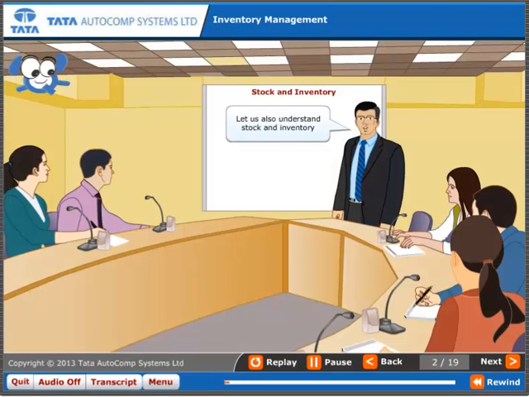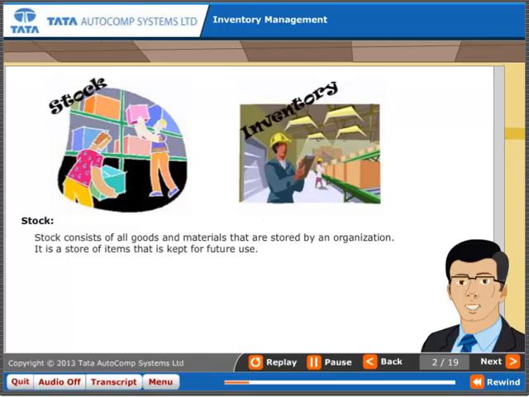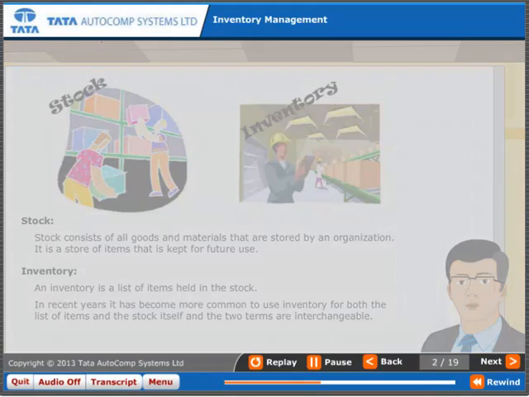Now, let us also understand stock and inventory. Stock. Stock consists of all goods and materials that are stored by an organization. It is a store of items that is kept for future use. Inventory. An inventory is a list of items held in the stock. In recent years, it has become more common to use inventory for both the list of items and the stock itself, and the two terms are interchangeable.